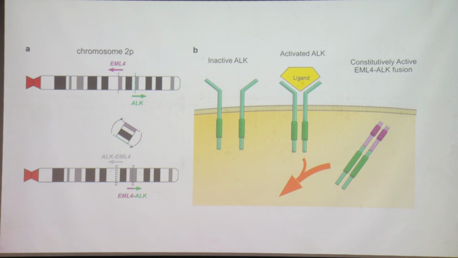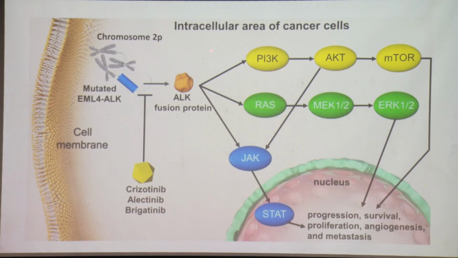Okay, so when this is activated all the time, see here it is activated by ligand. They try to become independent of ligand so that they are always active. So this is active. Now you have to use ALK inhibitors. These are the approved inhibitors for ALK.